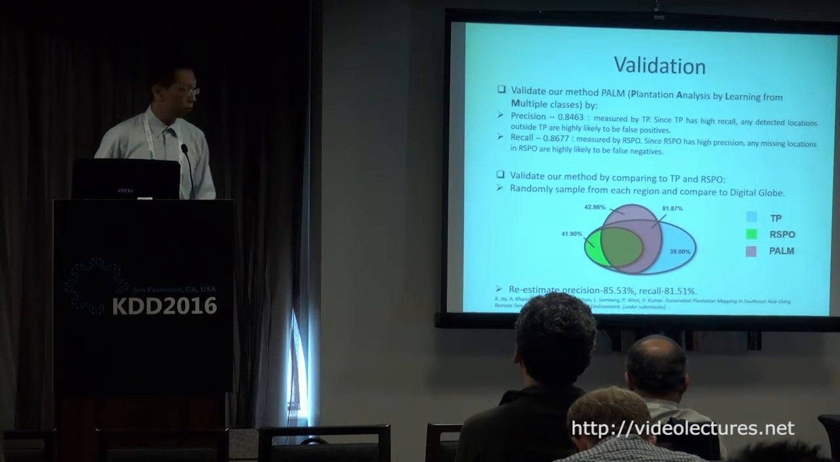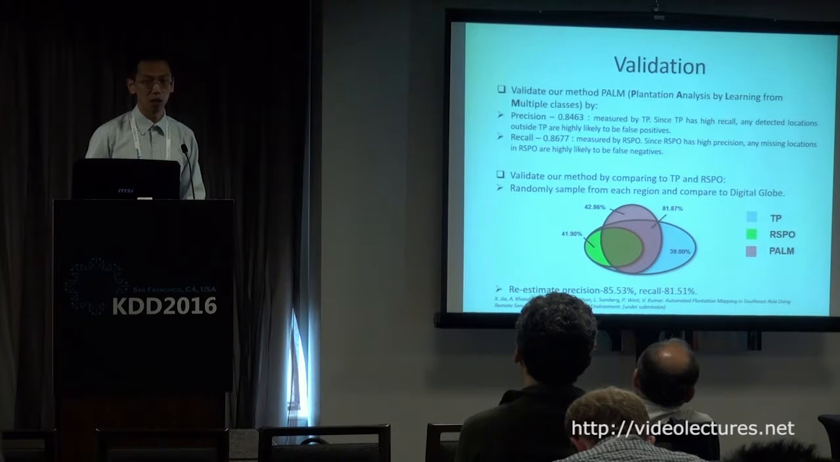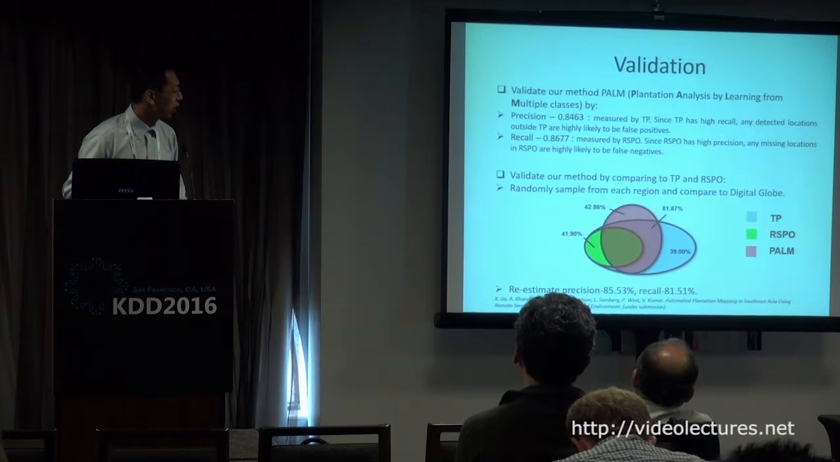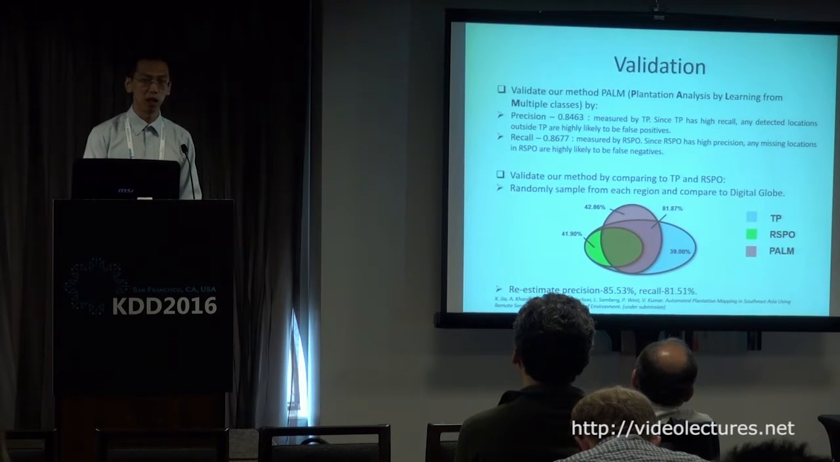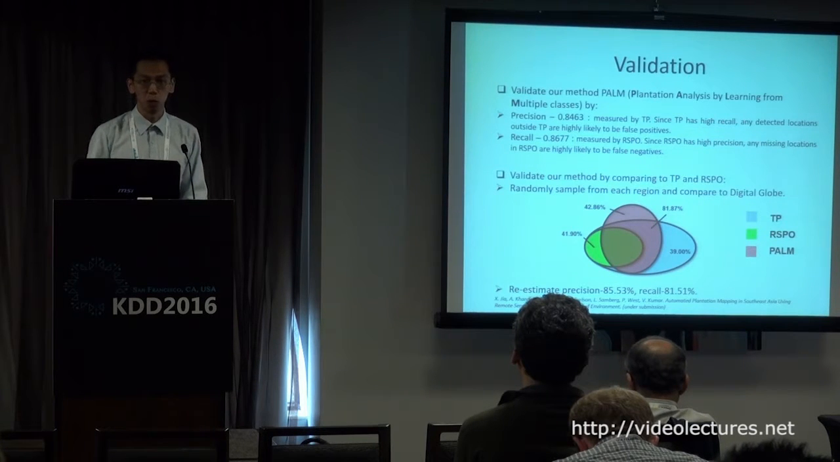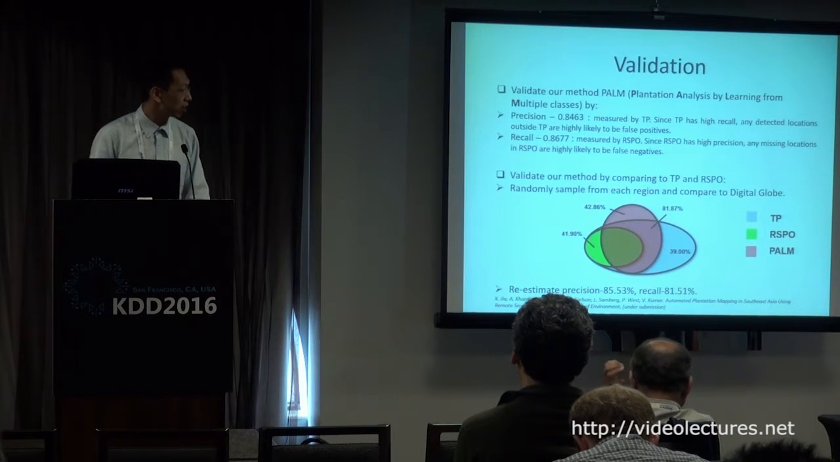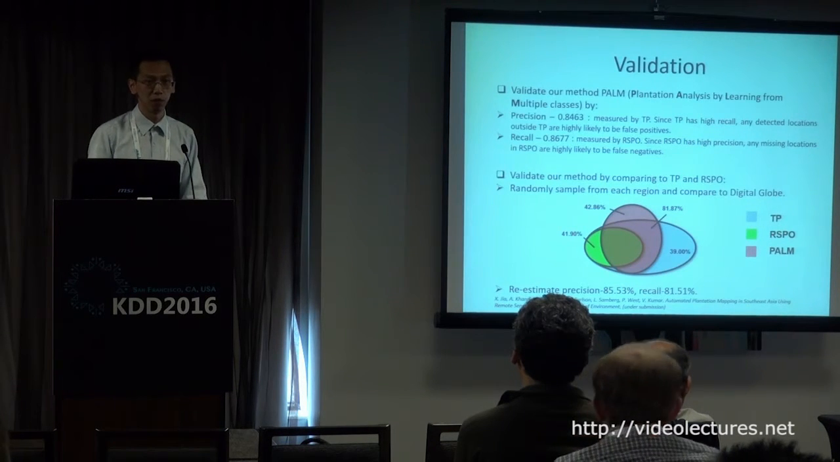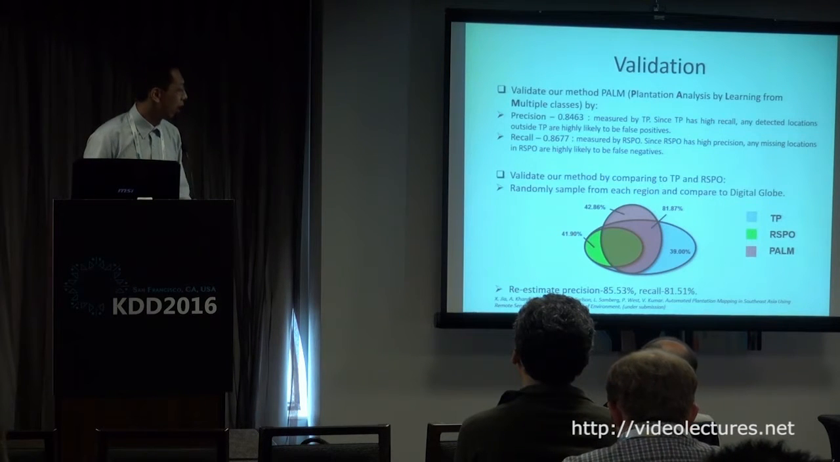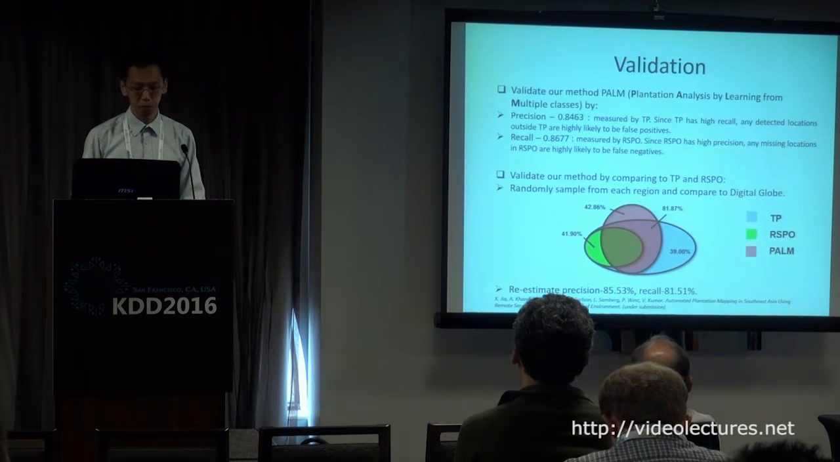We can see that for the region that we detect outside RSPO but also included in TP, 81% are real plantations. And for the region that is inside TP but missed by us, only 39% are real plantations. This means we can detect much more real plantations than RSPO, but we won't include those false positives in TP. And besides, we show that we can detect some real plantations outside TP, even if this dataset has high recall. And also, RSPO can even make some mistakes.